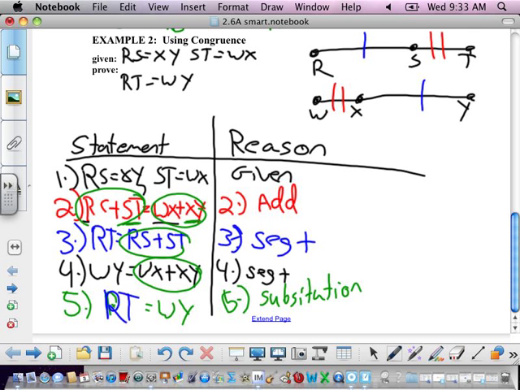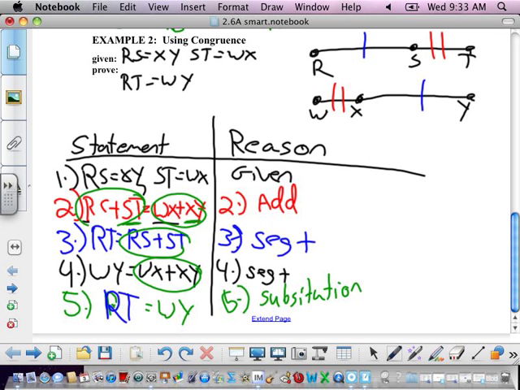For number 2, when you underlined ST and XY in green, what did that mean? They were congruent? Yes. ST and WX are congruent, and RS and XY are congruent. So if I've got an apple plus an orange, it means the same thing as an orange plus an apple. That's what that's saying.